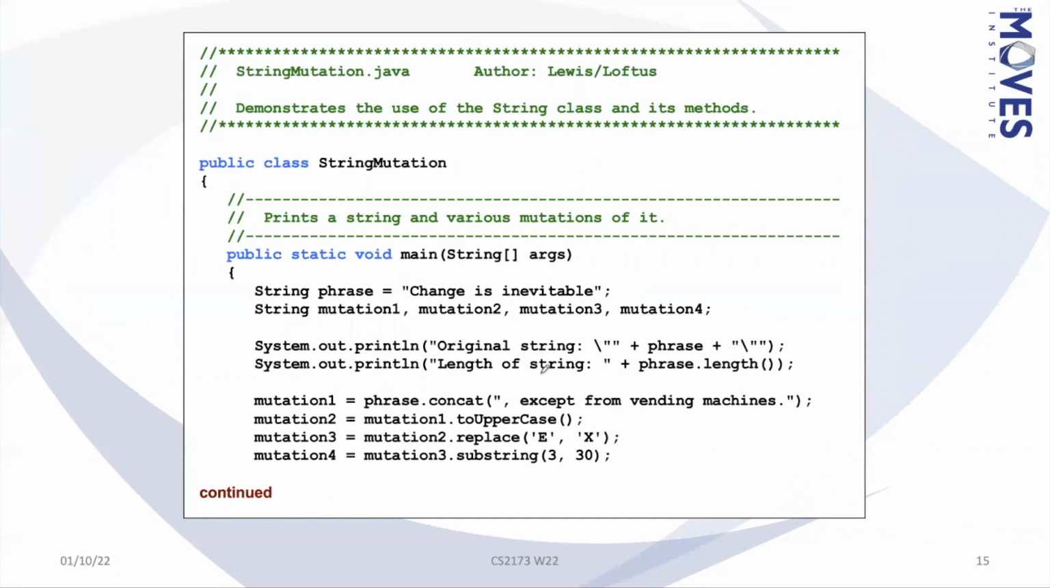All right, so let's look at this. This is the file from the book, and let's see, I might have time to do a little bit. So here's a string called phrase, and here's our phrase. Then we're going to print the original string and then print the length. So again, let's count it: 0, 1, 2, 3, 4, 5, 6, 7, 8, 9, 10, 11, 12, 13, 14, 15, 16, 17, 18, 19. So I think the length is 20.